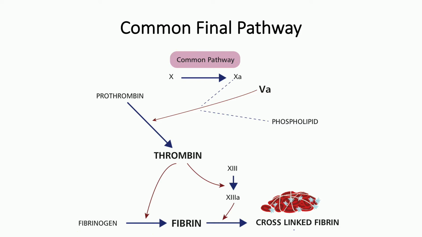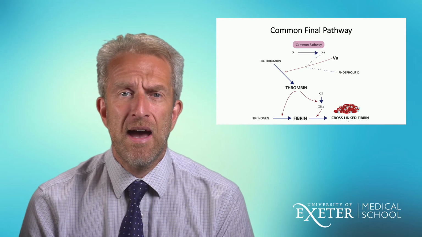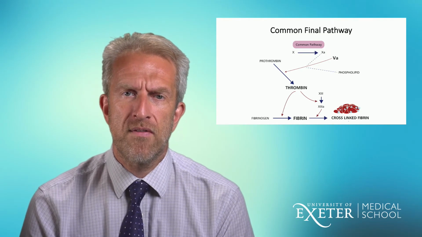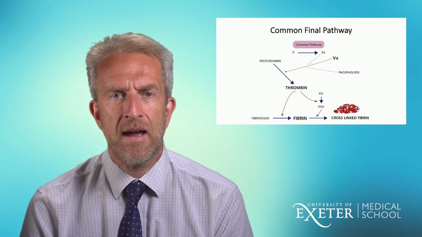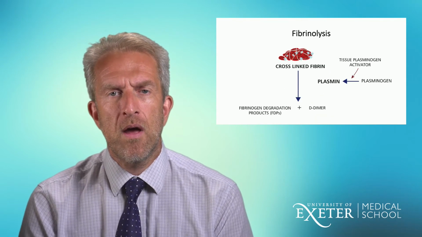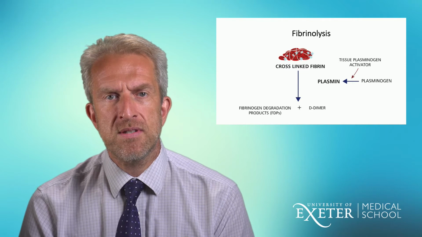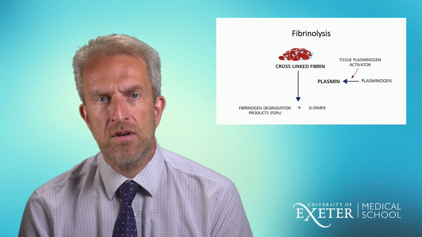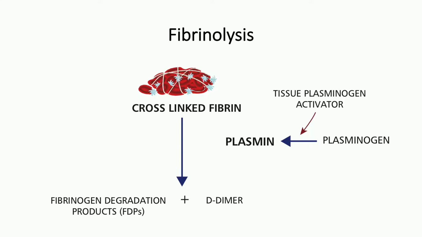So that's the common final pathway, and knowing things like thrombin and fibrin are important just when we're talking about how the drugs work. It's important for another set of drugs that are used in stroke and pulmonary embolism these days to understand the concept of fibrinolysis. You'll also hear that called thrombolysis, and this is where the cross-linked fibrin is broken down.